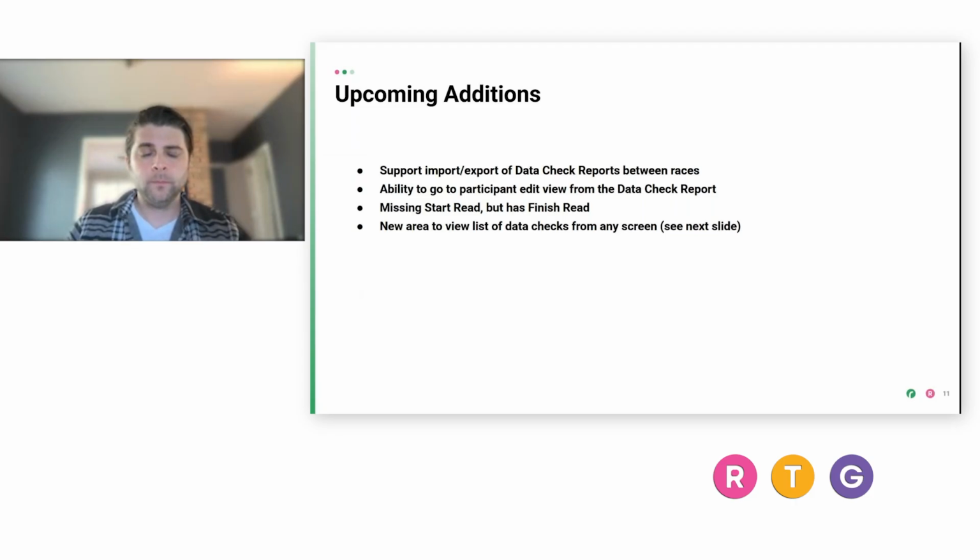Next is a new default. We're going to add a way to identify participants who are missing a start read but have a finished read. This will make it easier for you to find participants who missed their start, but we know have finished.